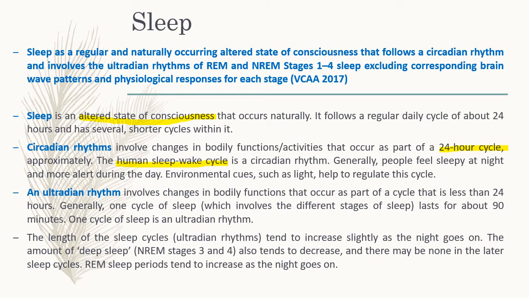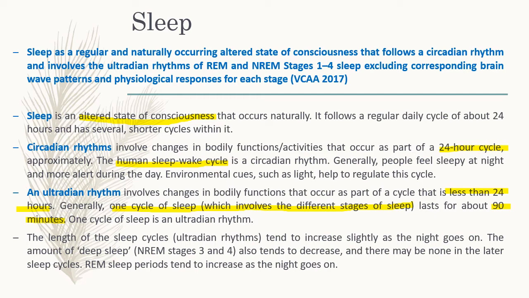An ultradian rhythm is less than 24 hours. So generally one sleep cycle, which involves the different stages of sleep, lasts for about 90 minutes. So one sleep cycle is an ultradian rhythm. So just going to highlight the fact that a sleep cycle is on average 90 minutes. They're longer at the start, but the average is 90.